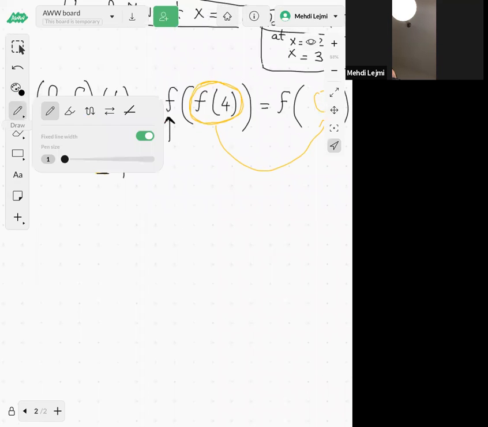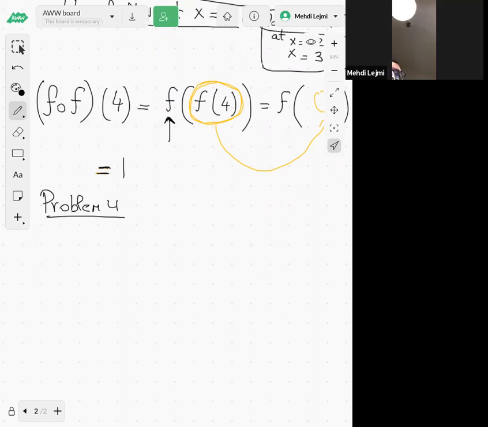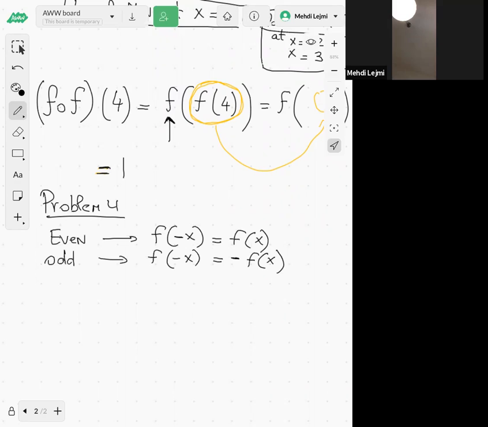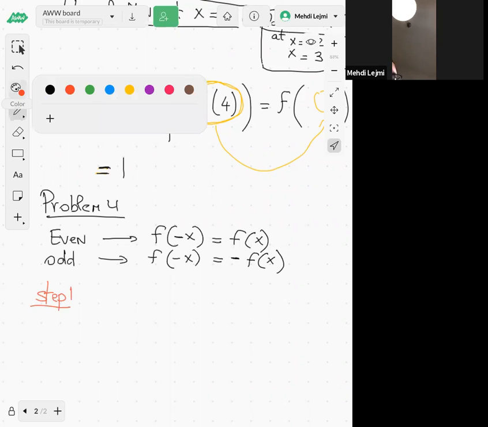So for problem number 4, just to remind you guys, even is when f of minus x is equal to f of x, and odd is when f of minus x is equal to minus f of x. So for example, first example, it's x cubed minus x. Like always, in the first step, you compute f of minus x. So step 1, you need to find f of minus x.